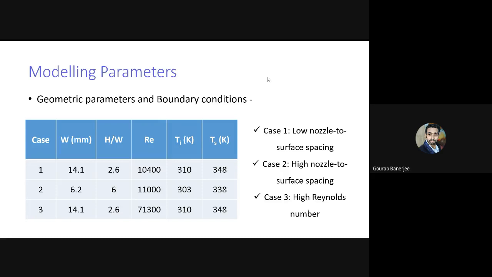The W essentially means the nozzle width, and capital H is the distance between the confined surface and the hot plate. Three different Reynolds number cases have been taken. Finally, Ti is the temperature of the inlet fluid, that is the temperature of air, and Ts is the temperature of the hot surface. In most of the cases, the difference was varied within a range of 30 to 40 Kelvin.